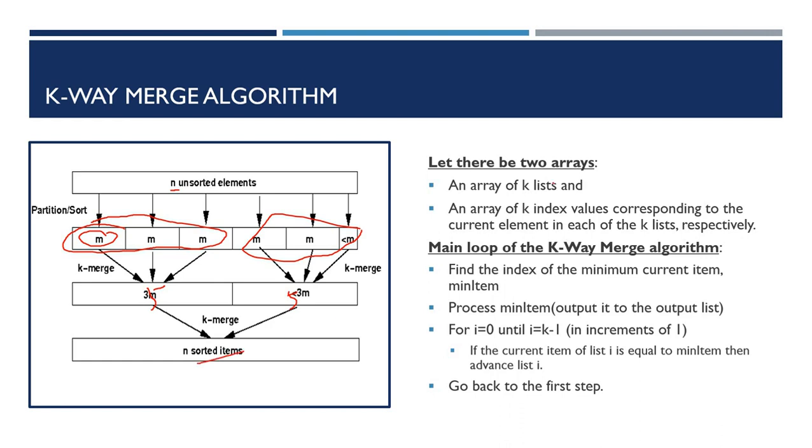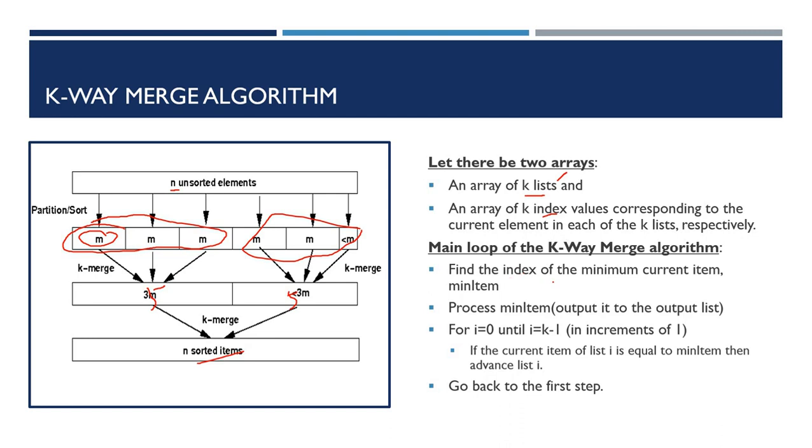In this, we need to consider two sorts of arrays. One is to store the list, that is, the elements. The other array is required to store the index values corresponding to the elements of this k list. So these are the two arrays required to be maintained throughout the program. Then the arrays are passed to the k-way merge algorithm.